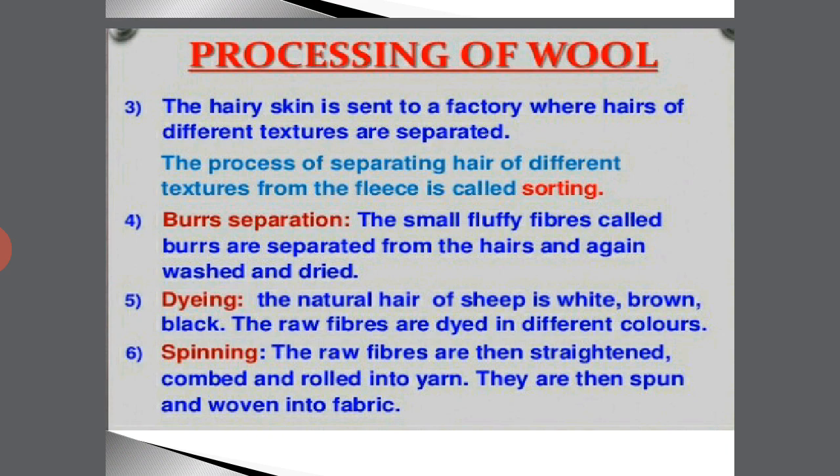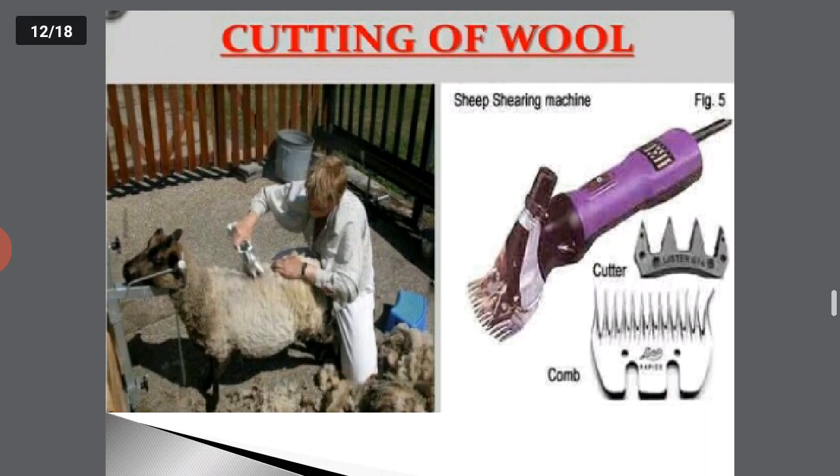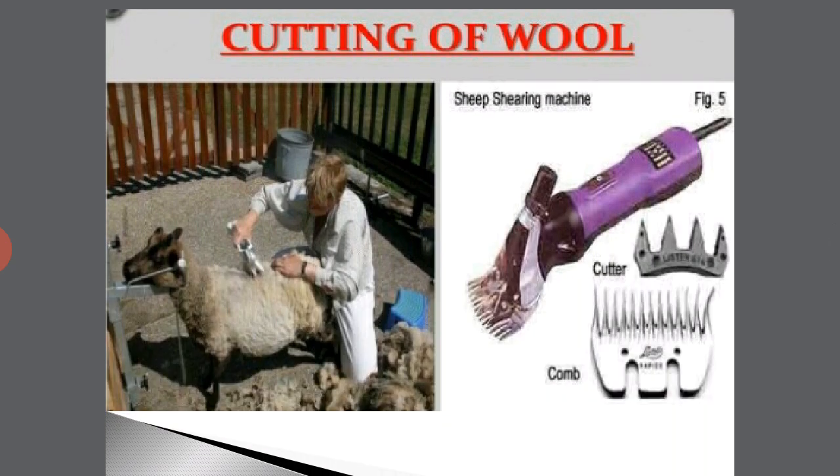So this processing of wool is very important from the exam point of view. So you need to know all the 6 steps in detail. So learn and write them in your notebook. Cutting of wool: you can see how the shearing is done with the help of machines. You can easily see it in the picture also. The tool used is a machine.